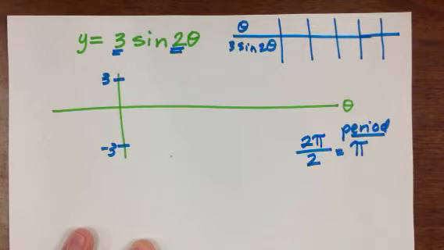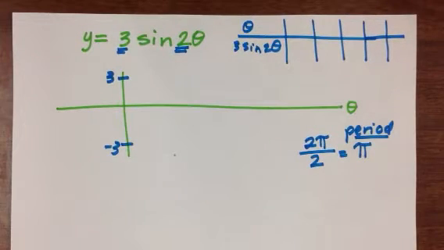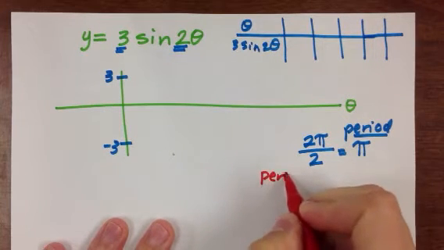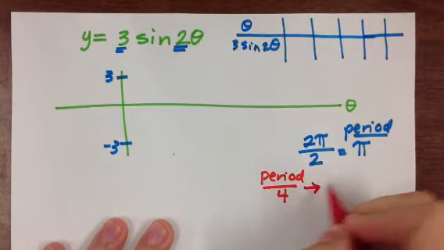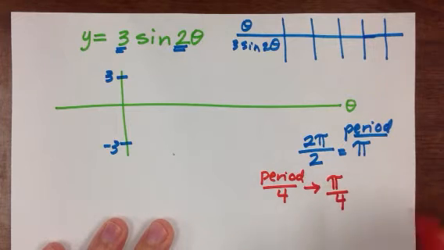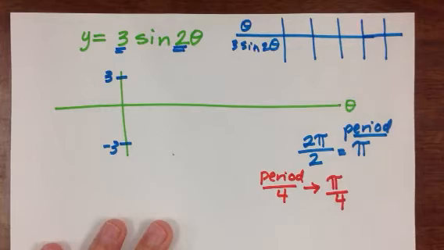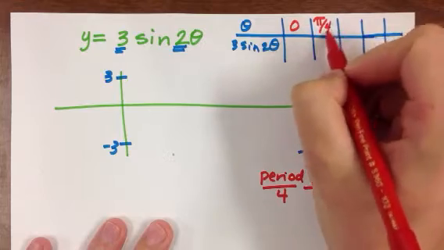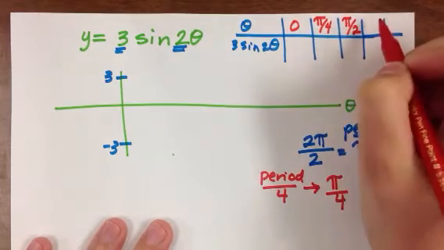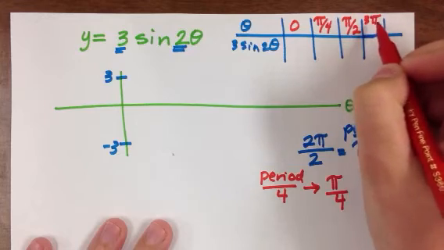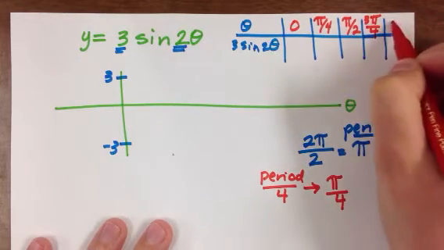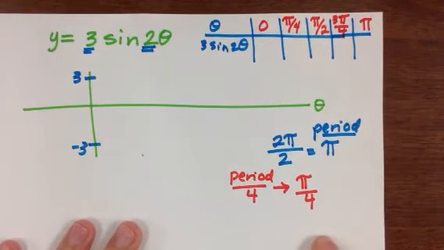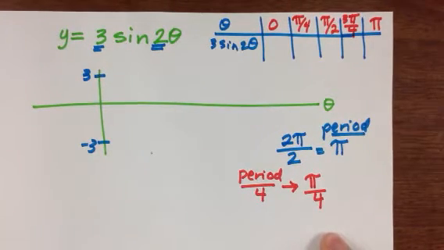So what I want to do is first make my table of values. Now remember, to make your table of values, we figure out what increments we're going to go up by. We take our period and divide that by 4. So in this case we take pi and divide that by 4, and that can't be reduced, so we'll just go up by pi over 4 increments. So we'll start at 0, pi over 4, pi over 2, 3 pi over 4, and it should repeat itself at pi.